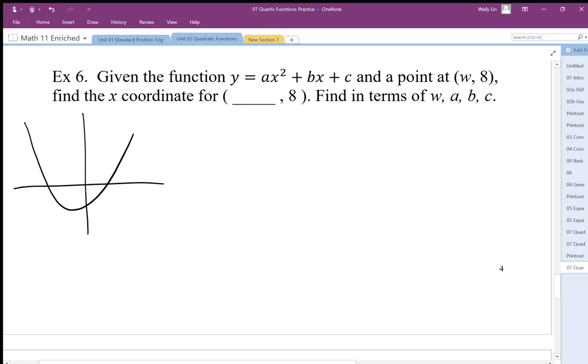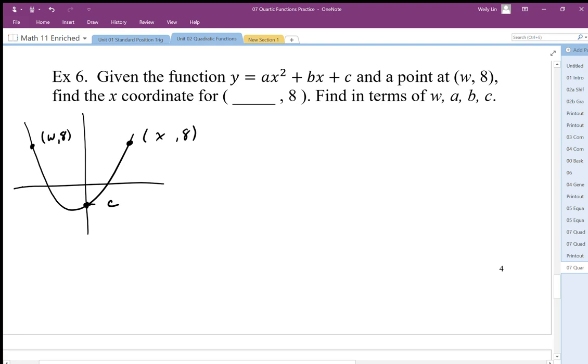So I'm just going to draw a random parabola. I'm going to have a point here at (w, 8). We can put it on this side, we can put it on this side, it doesn't really matter. It's some generalized coordinate. We're trying to find this coordinate here. We'll call it (x, 8). And what do we know about this parabola? We know that this is just ax² + bx + c. Well, we know that that y-intercept must be c, wherever that is.